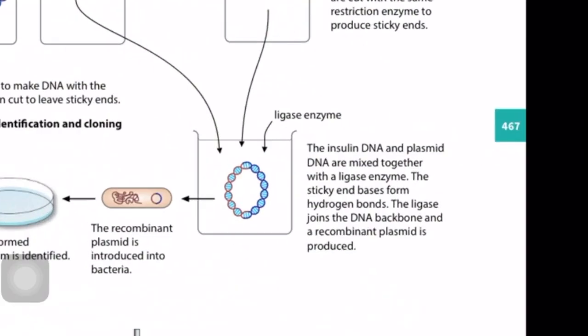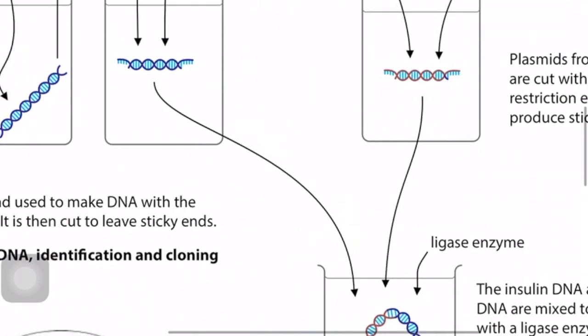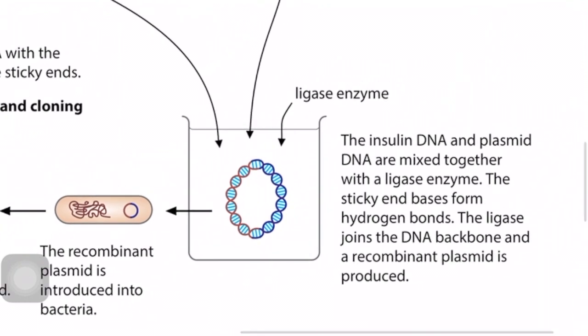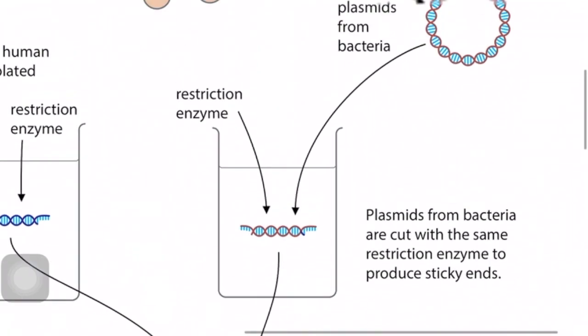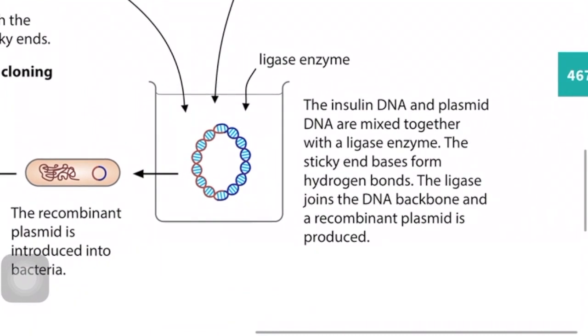So plasmids from bacteria are cut with the same restriction enzyme to produce sticky ends. And mRNA is taken from beta cells and used to make DNA with the help of reverse transcriptase. It is then cut to leave sticky ends. Yes. So then we use DNA ligase to join the plasmid DNA and the DNA for insulin production. Like this, the DNA contains the genes. Okay, we used the ligase enzyme.